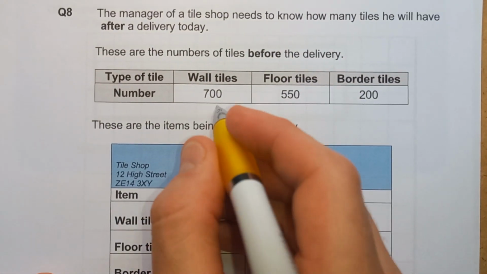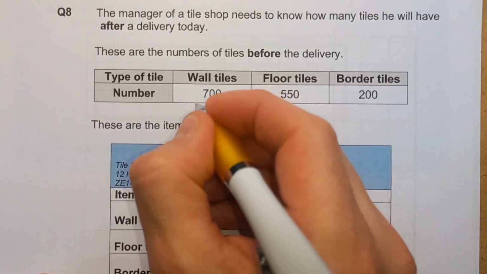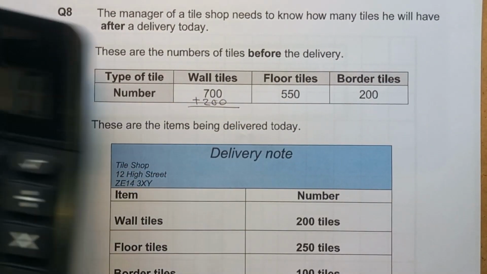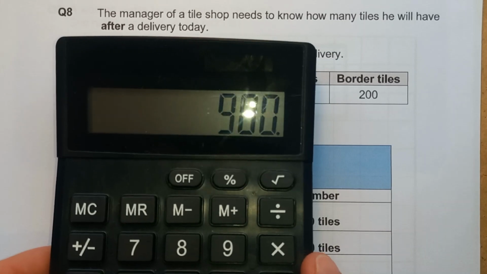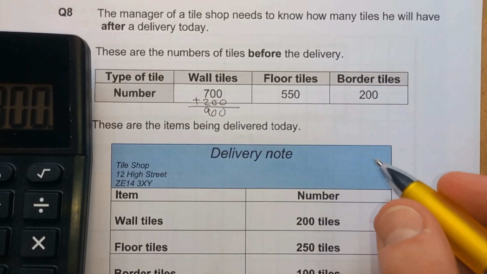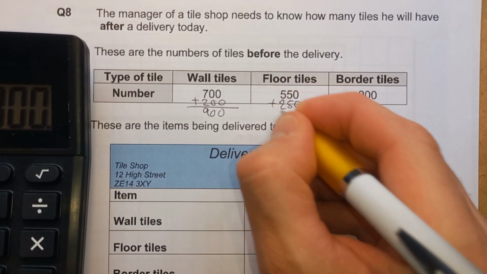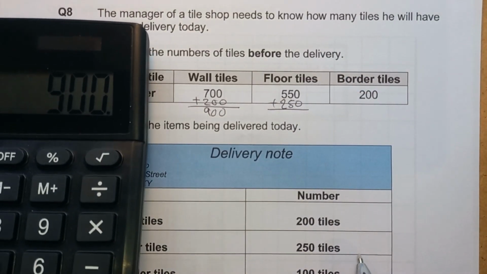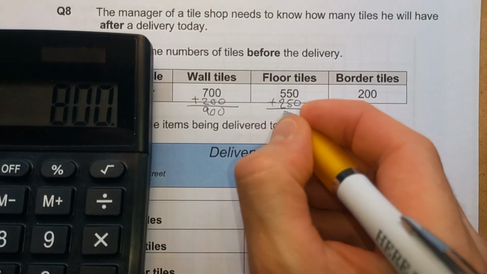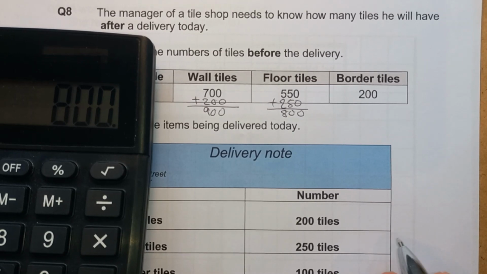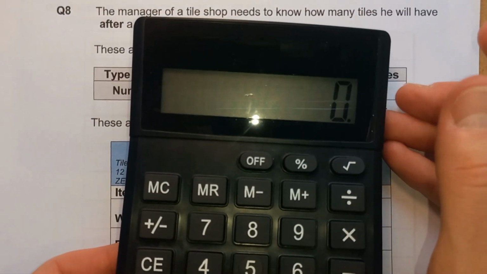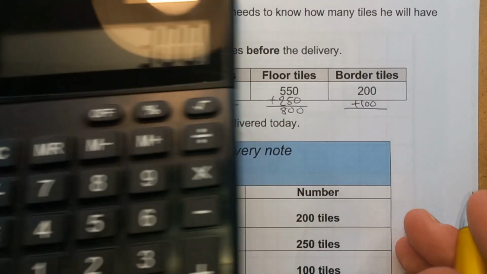Right. Well, we start with 700. We're getting an extra 200 wall tiles, so we're going to add on 200. So 700 plus 200, we're going to have 900. For floor tiles, we start off with 550, and we're getting a delivery of another 250. So 550 plus 250, that gives us 800 floor tiles. And the border tiles, we start with 200, we're going to get another 100, 200 plus 100 is 300.